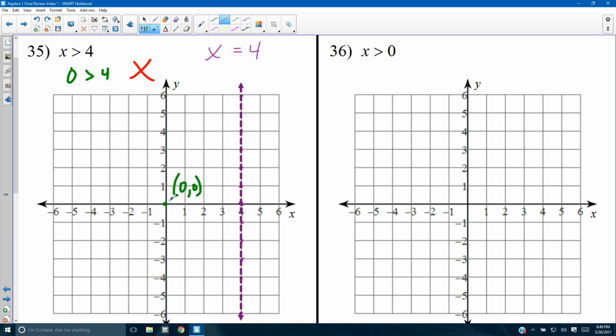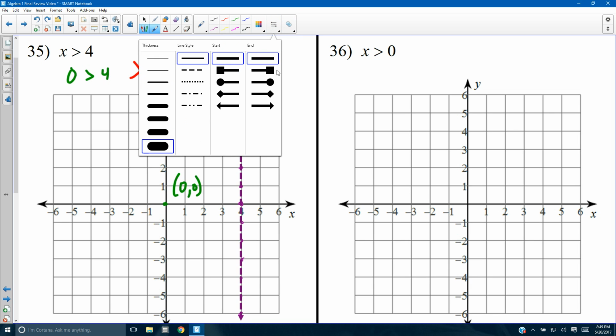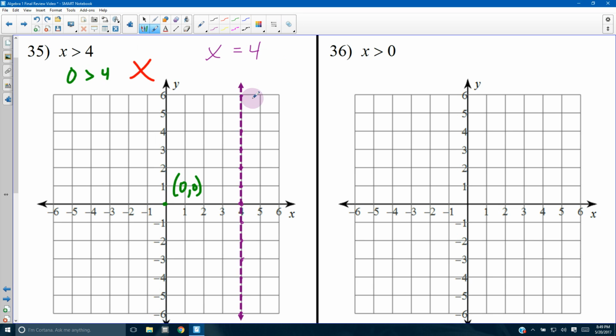If 0, 0 doesn't give you a true statement, then no points on this side of the boundary line will give you a true statement. That means all the points on this side of the boundary line will give you a true statement. So as long as you are testing x values to this, you will be shading to the right as long as it's greater than. Greater than, shading to the right.